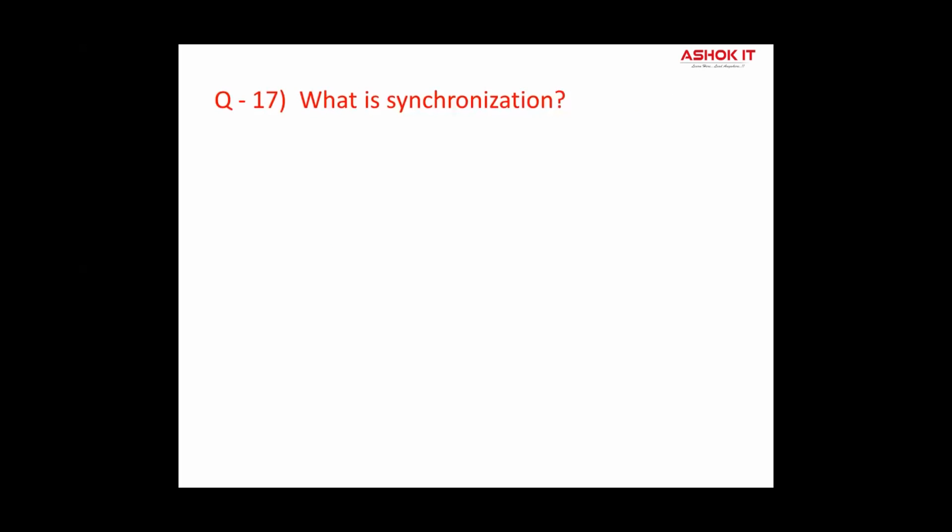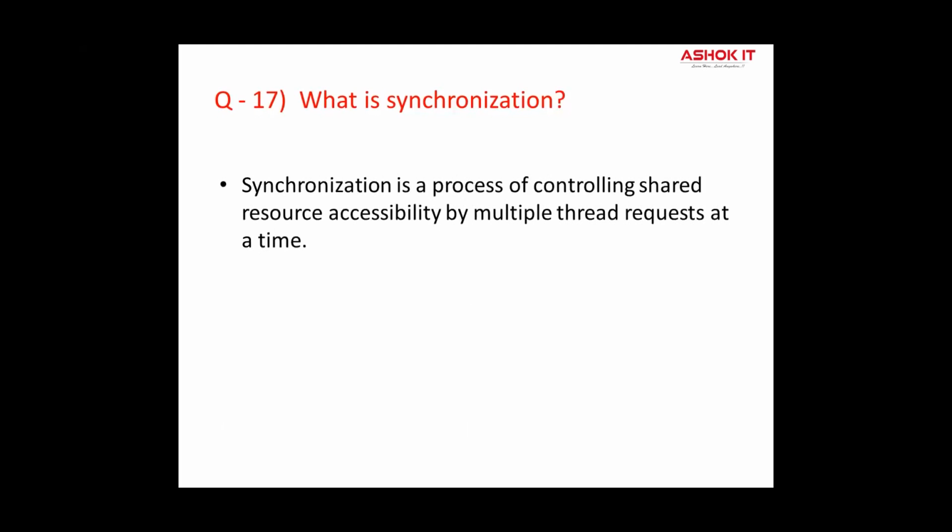Question number 17. What is synchronization? Synchronization is a process of controlling shared resource accessibility by multiple thread requests at a time. In Java, synchronization refers to the ability to control the access of multiple threads to any shared resource. It is an ideal option where we want to allow only one thread to access the shared resource. There are two types of synchronization in Java: process synchronization and thread synchronization.